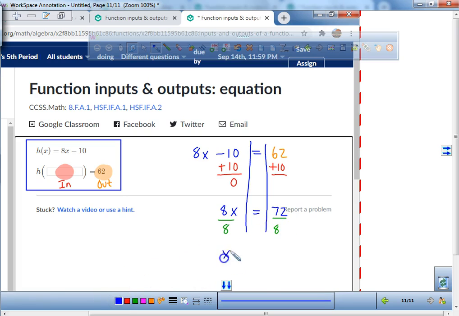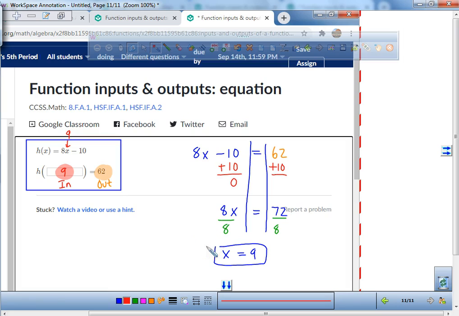And we get x equals 9. And we found our input. That means when I plug in a 9, I get a 62. And that works, because when I plug in a 9, 8 times 9 is 72. 72 minus 10 is 62. So I feel very, very confident that I got my answer right.